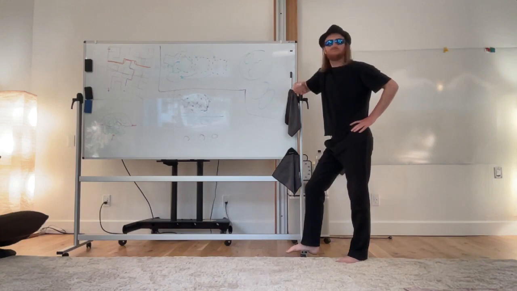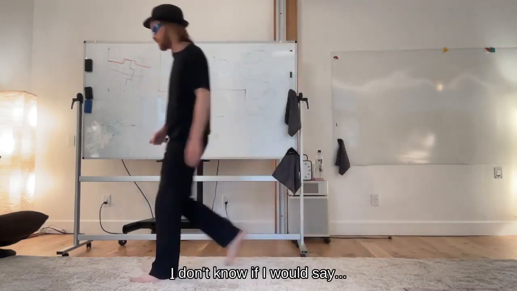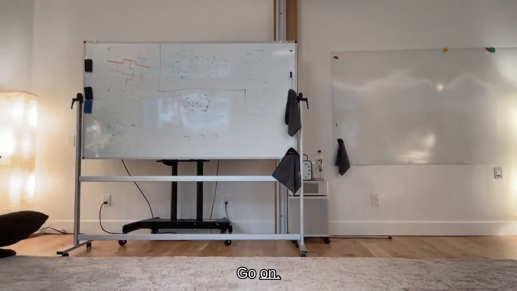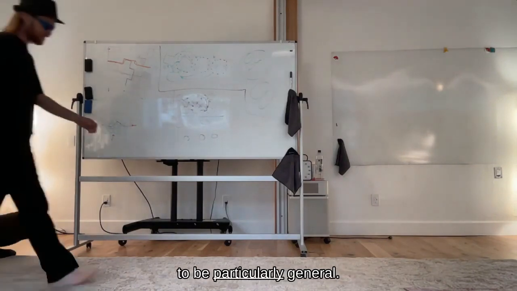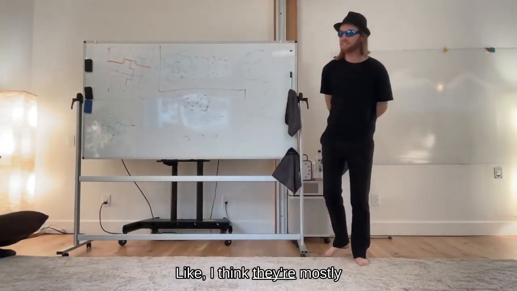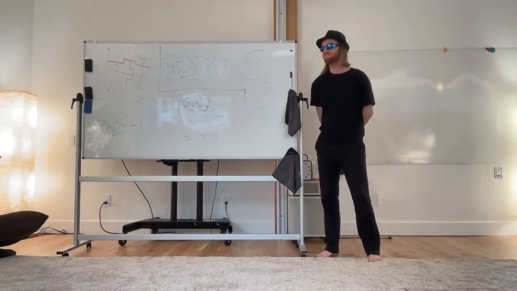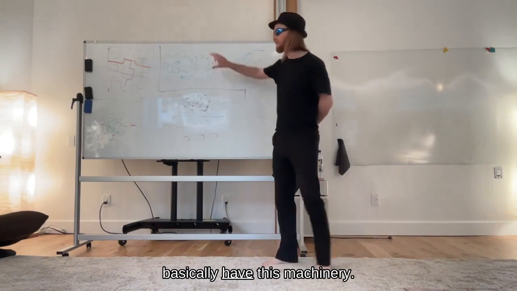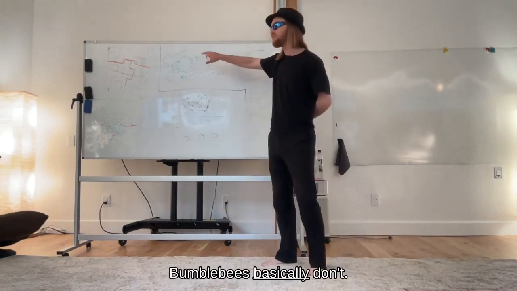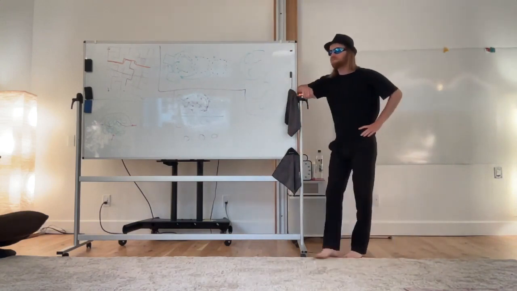I mean, I don't know, most organisms are not very general. Maybe I'll be surprised by how smart bumblebees are, but I would not expect bumblebees to be particularly general. I think they're mostly a bunch of reflexes. Rats, though, are surprisingly smart. My guess is that rats basically have this machinery and bumblebees basically don't, not that I've studied either of those enough to have a very strong opinion on it.